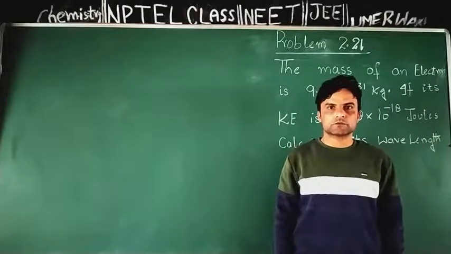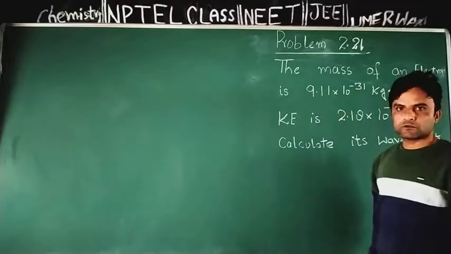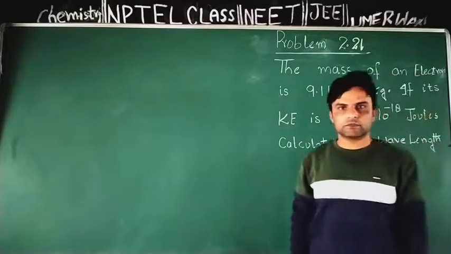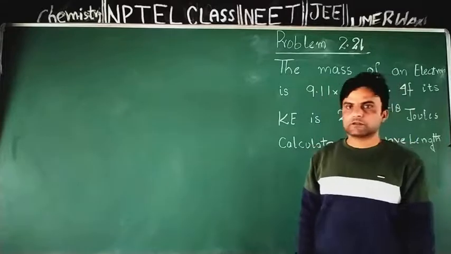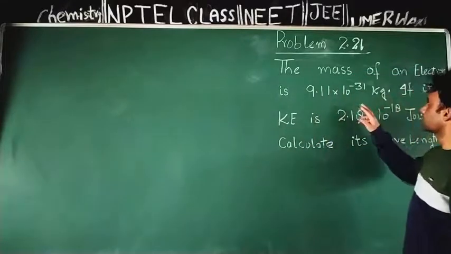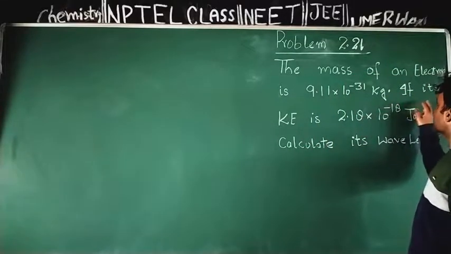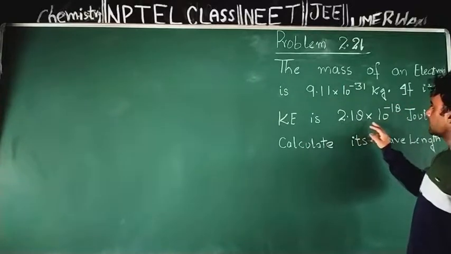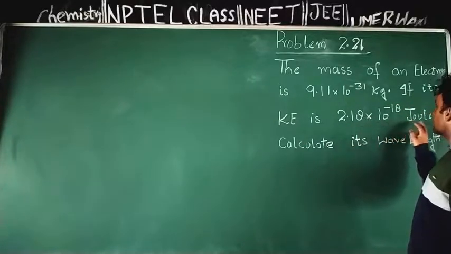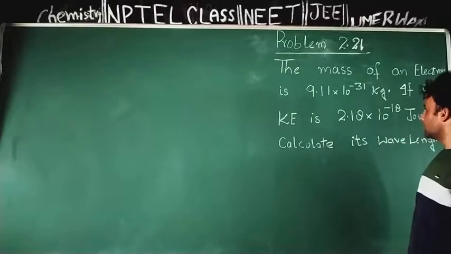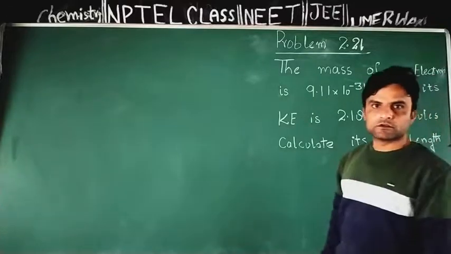Today I am here to solve chemistry class 11th NCERT problem 2.21 from unit 2, that is structure of atom. Let me read the problem. The mass of an electron is 9.11 × 10^-31 kg. If its kinetic energy is 2.18 × 10^-18 joules, calculate its wavelength.